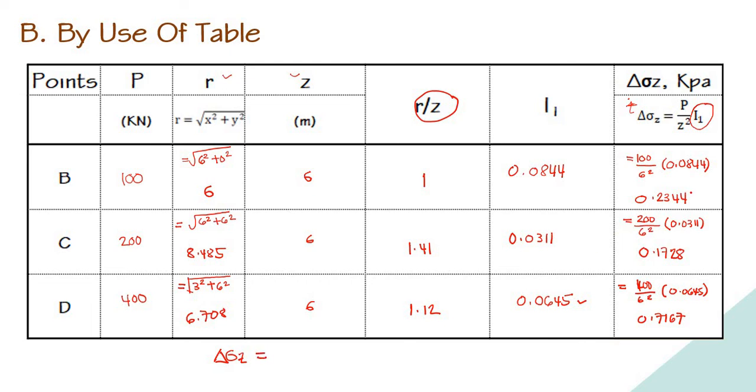Again, please use the calculated values, store the values in your calculator, and then add them up to avoid double rounding off. So this is 0.2344 plus 0.1728 plus 0.7167. This is 1.1239 kPa. Answer.